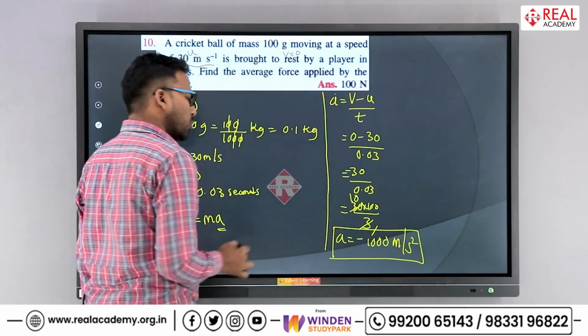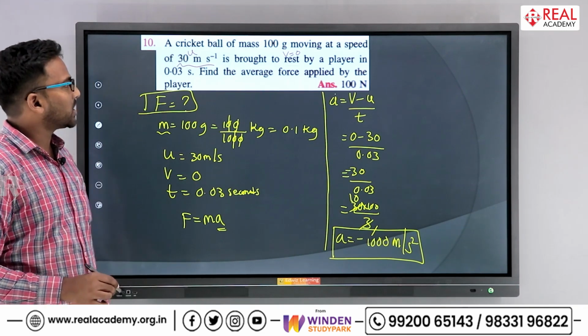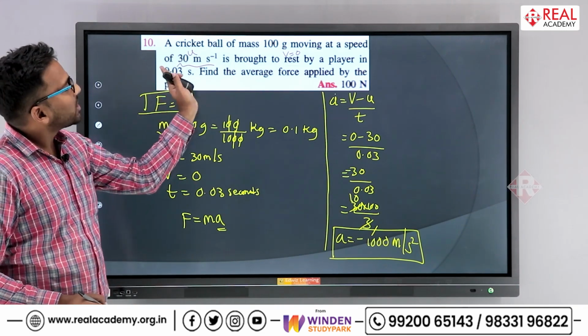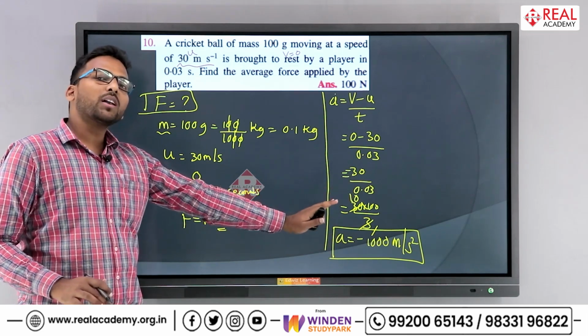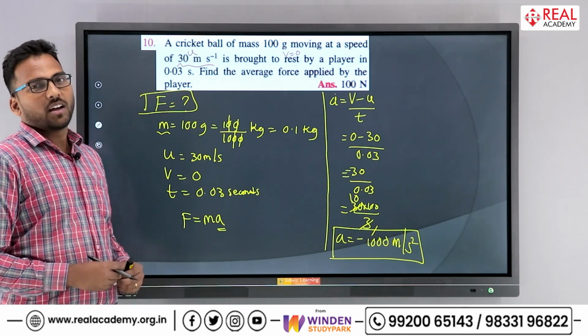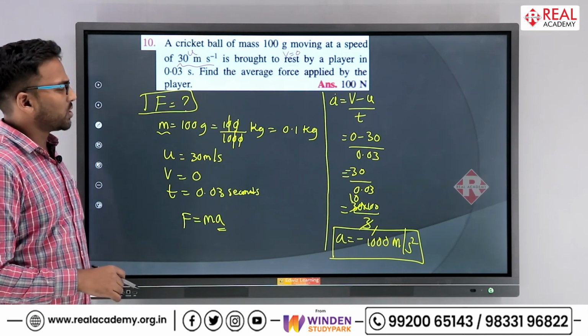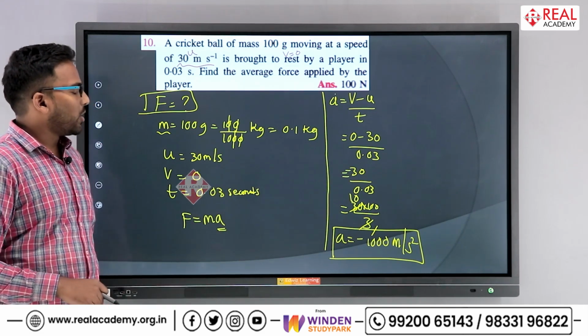Why minus 1000 meter per second square? Why does the negative sign come for acceleration? Because the acceleration is decreasing, or we can say it is not an acceleration but retardation. The decreasing acceleration is known as retardation. That is 1000 meter per second square. So we got the value of acceleration.